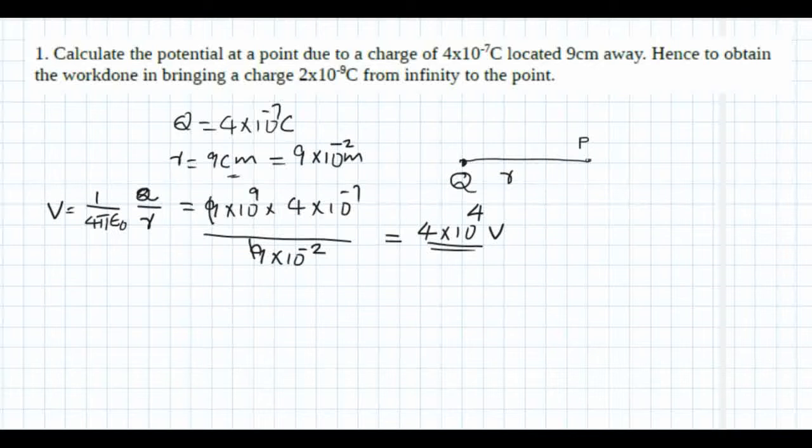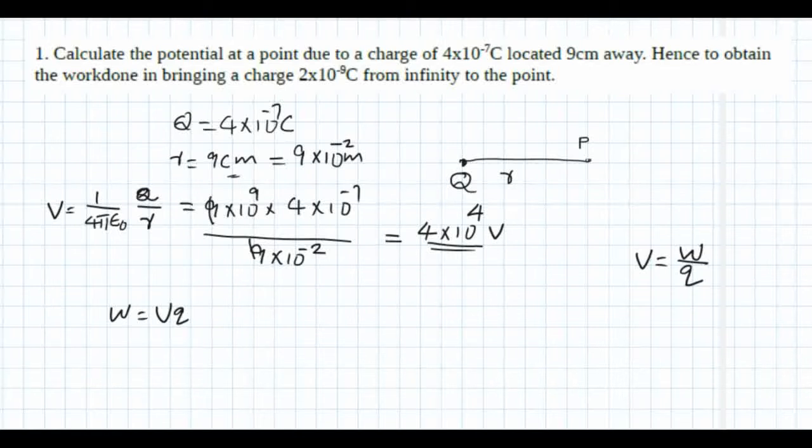Then what is the work done to bring a charge 2 into 10 raised to minus 9 coulomb from infinity to this point? So we know the equation for work done. What is work done? Work done is equal to V into Q, right? So this is from the definition of the potential, which is V is equal to work done per unit charge. Therefore W is equal to V into Q.